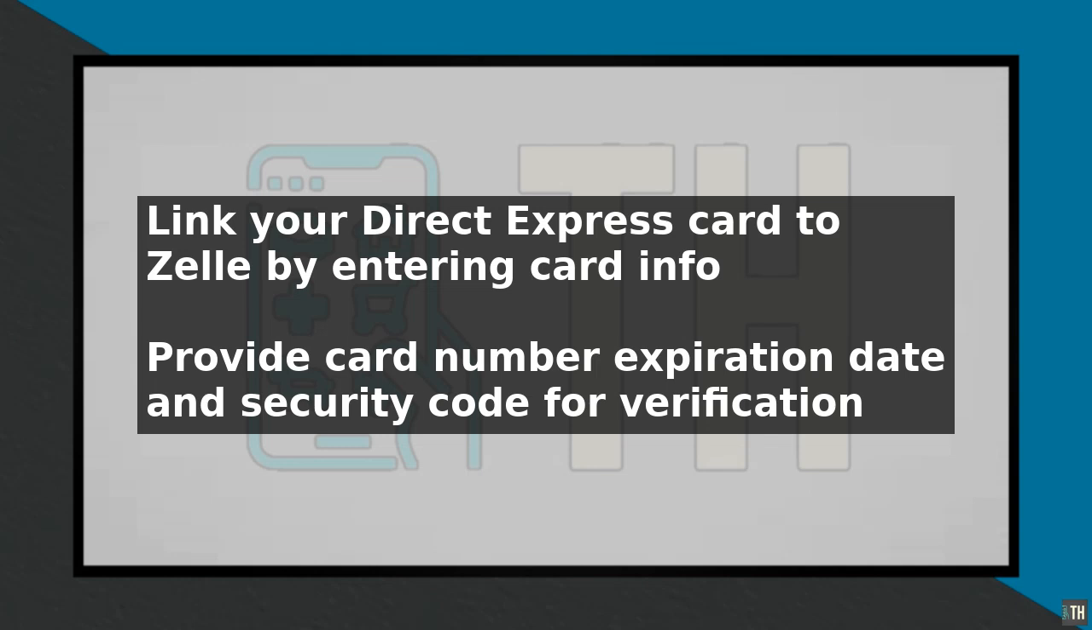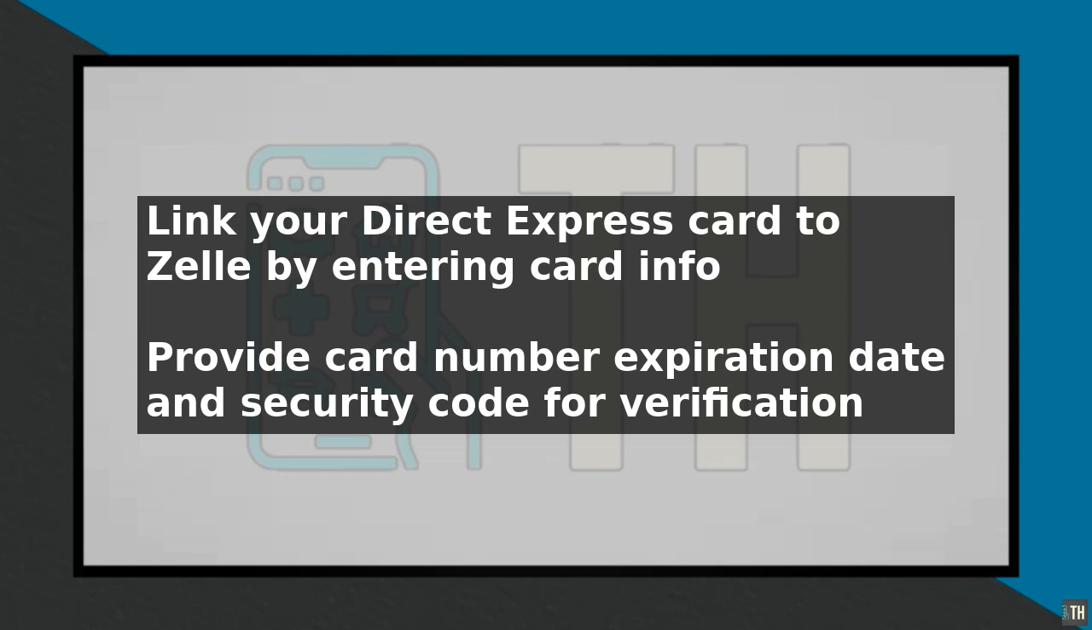Once your account is linked, you can send money using Zelle by selecting Send Money and entering the recipient's email address or phone number. Choose your Direct Express card as the funding source and enter the amount you want to send. Review the transaction details and confirm the send.